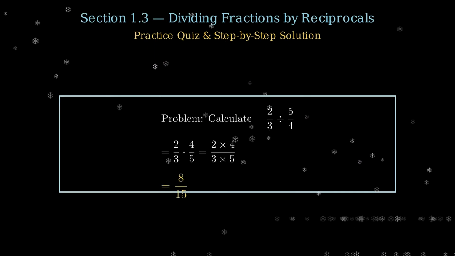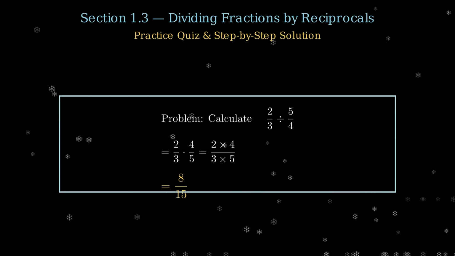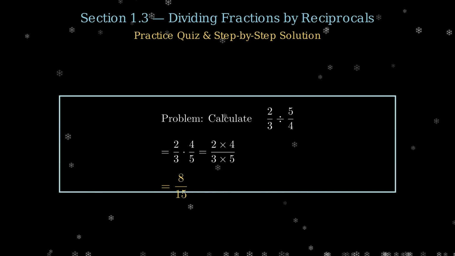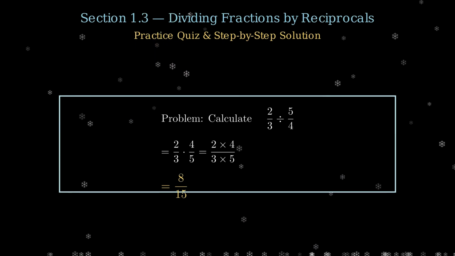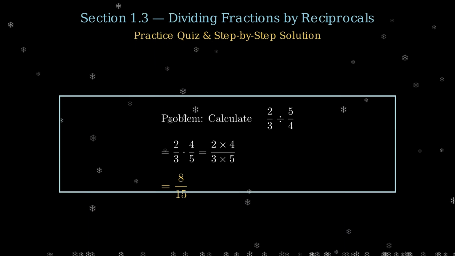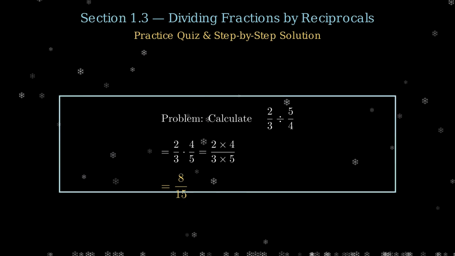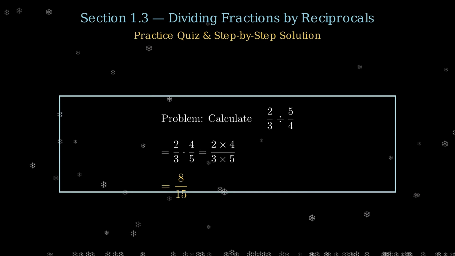According to the rule, we change the division into a multiplication by flipping 5 over 4 into its reciprocal, 4 over 5. Now multiply the top numbers, 2 and 4, to get 8. Then multiply the bottom numbers, 3 and 5, to get 15. Our final simplified result is 8 over 15.